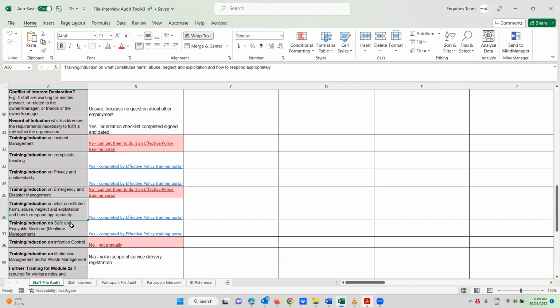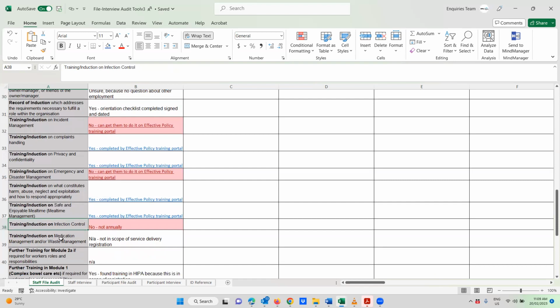It says that they do need training in safe and enjoyable meal times, and when you have somebody who has dysphagia or a swallowing problem, they need to have training in how to implement those mealtime management plans and understanding of what dysphagia means and how it plays out. Training and induction in infection control. It's not a one-off. It's something that should be done on a regular basis, say annually.